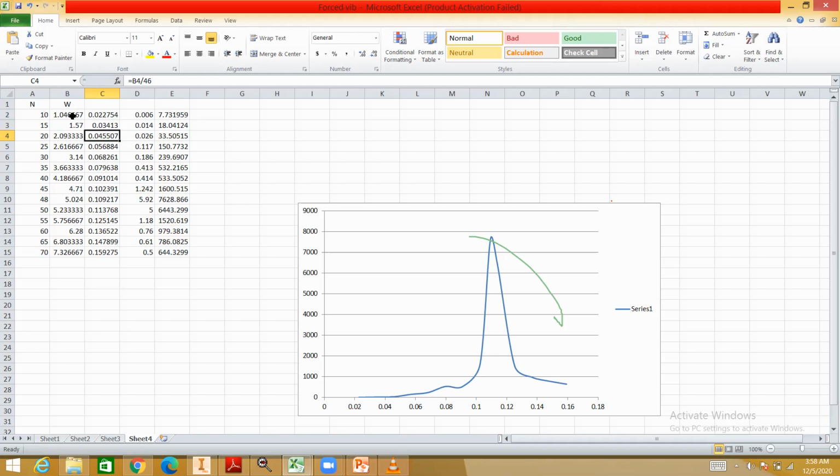Now this is the frequency ratio, omega upon omega n. So this is omega upon omega n, that is the frequency ratio. And this is the amplitude. So this is capital A. You can note down all the readings in the observation table.